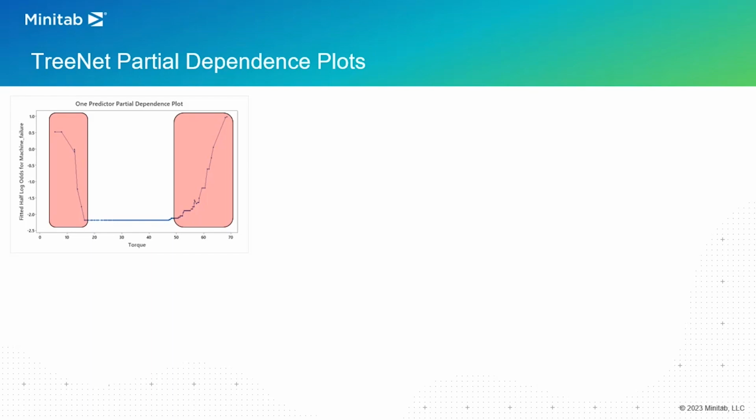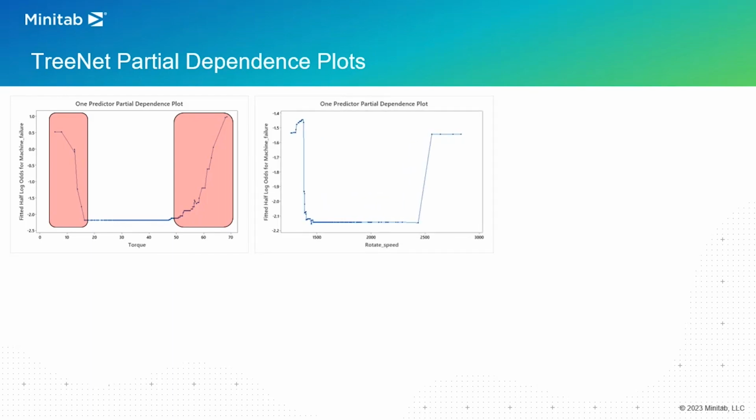This is a great example of what we call a nonlinear relationship because it actually shows the reversal of the trend when you go to one or the other extreme. Similarly, if you look at the rotation speed, the graph exhibits a very similar switching behavior. When the rotation speed drops below 1400 RPM, there's a significant increase in the odds of failing. Likewise, when the rotation speed exceeds 2500 RPM, we have a similar dramatic increase in the odds of failure.